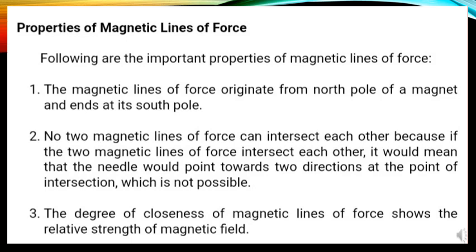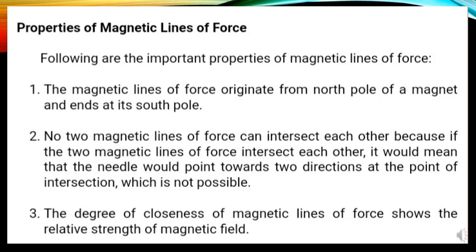Second property, the magnetic field lines come closer to one another near the poles of a magnet, but they are widely separated at other places. You saw those in the diagrams previously, isn't it? Near the poles, the field lines were crowded, and as they move away from the pole, they are widely spread. So the magnetic field lines come closer to one another near the poles, but they are widely separated at other places other than the poles.